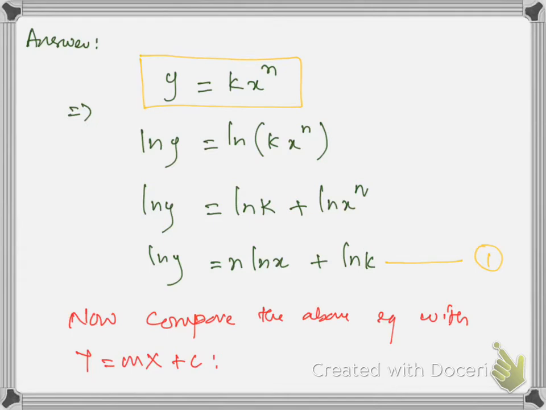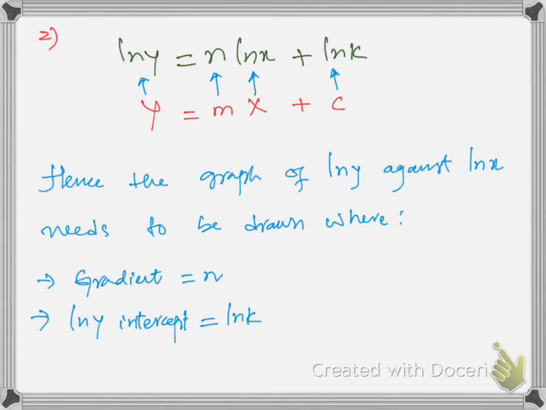Now compare this equation with the standard linear law equation to get the values of the vertical and horizontal variables. So on vertical axis, we need to draw ln y. On horizontal axis, ln x will be drawn, whereas gradient is small n and c is ln k. So hence the graph of ln y against ln x needs to be drawn where gradient is small n and intercept is ln k.